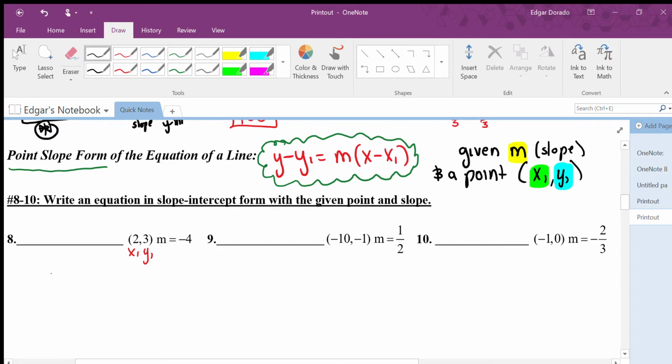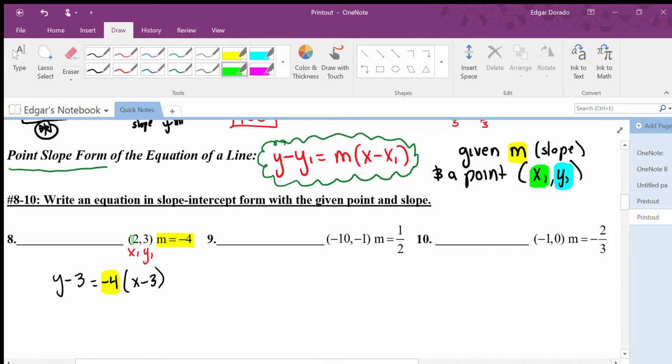It should look like y minus, and then my y1, which in this case is a 3, equals my slope, which is negative 4, parentheses, x minus, and my x1 in this case is my 3. That is exactly what it should look like, guys. Again, let me reiterate. This time my slope is negative 4, so I plugged it in there.